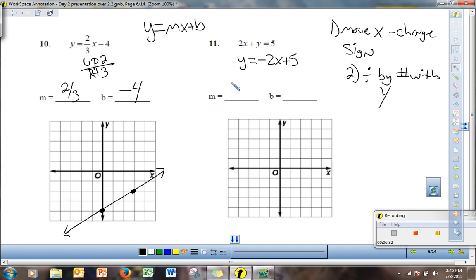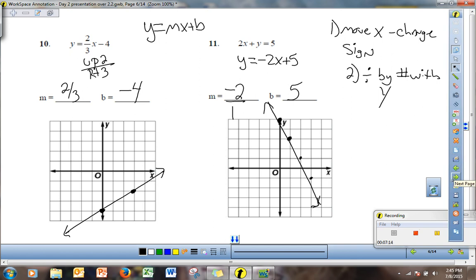But to graph it, my slope is -2. My b value is 5. I'm going to start up here at 5 on the y-axis. My slope's -2, which means down 2 and over 1, because there's an invisible 1 right there. I'm going to go down 2 and over 1, down 2 and over 1. Grab some type of straight edge. Put your arrows on there. Looks like I missed my arrows, but put your arrows on there, and then we got it.